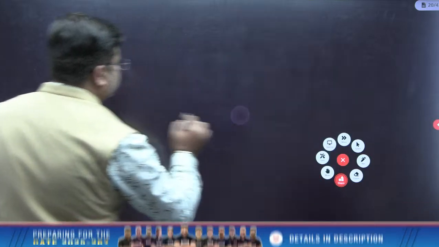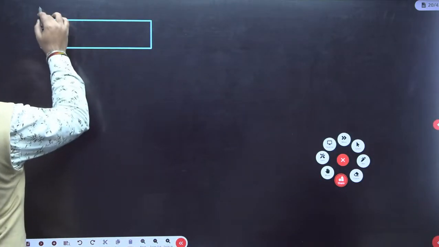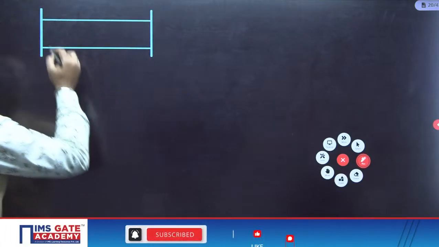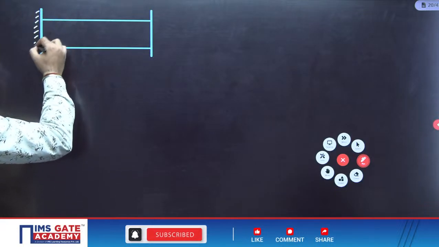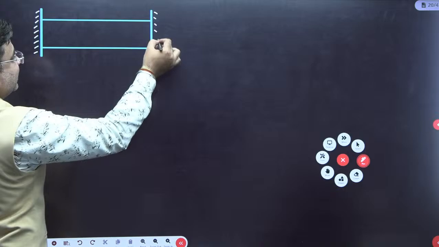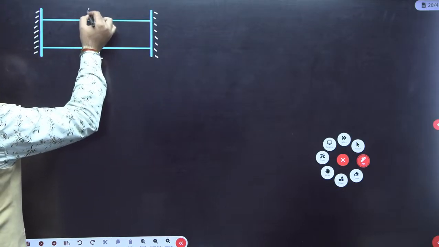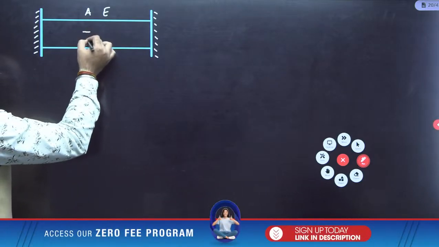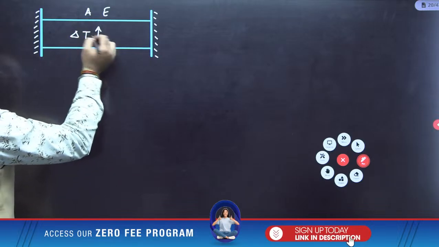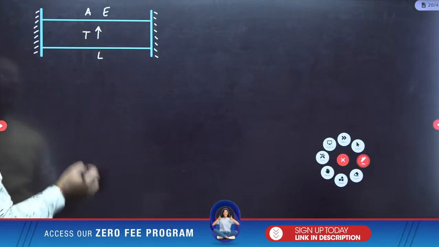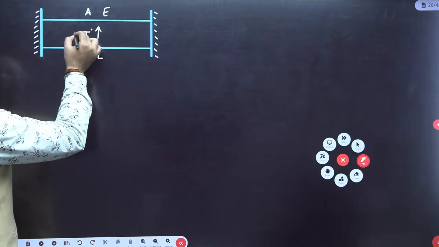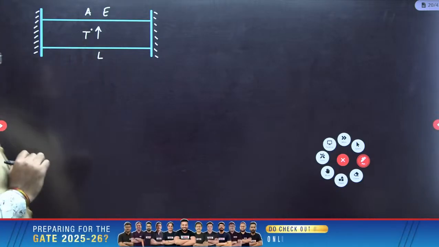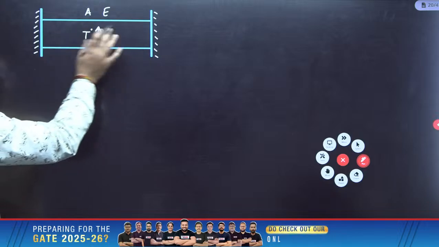Check this out. For example, this is your bar, and this bar is fixed or restricted at both the ends like this. This is the bar of length L restricted at both the ends. The length of the bar is L, area of cross section is A, Young's modulus is E. Now, if the temperature of the bar is increased by T degrees Celsius, usually we have a habit of writing delta T, but let me take T here, then how to calculate the thermal stresses?